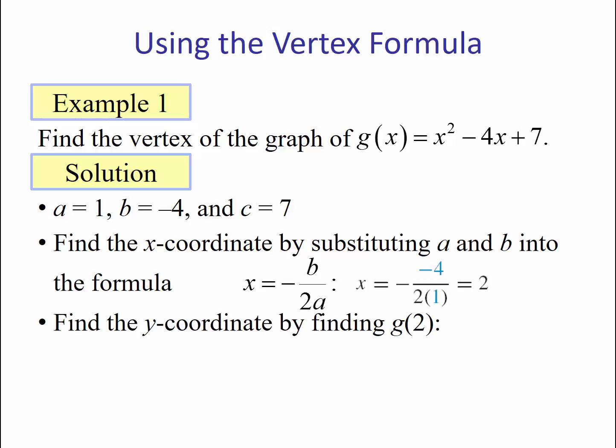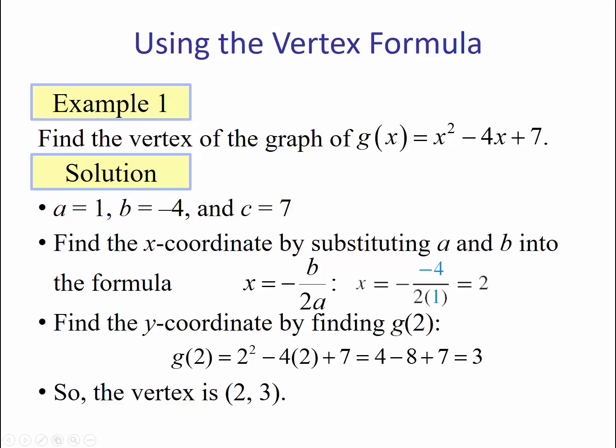To find the y-coordinate, we go to g of x and we substitute 2 into the function. So we have g of 2 equals 2 squared minus 4 times 2 plus 7. We square first, we get 4. 4 times 2 is 8, plus 7. 4 minus 8 is negative 4. Negative 4 plus 7 is positive 3. So we have both the x and the y coordinate for the vertex, and the vertex is (2, 3). Using the graphing calculator, we can graph it and find the vertex using the minimum command, and then we can also do it numerically using the table command.